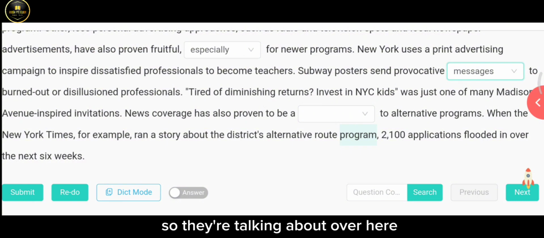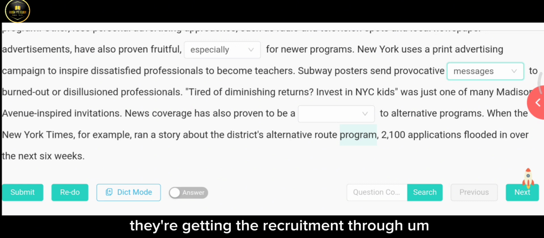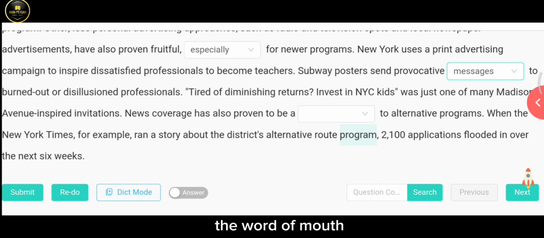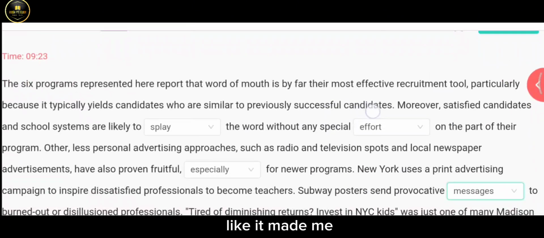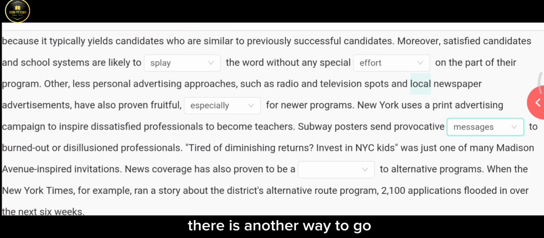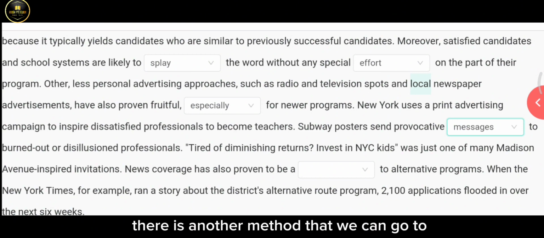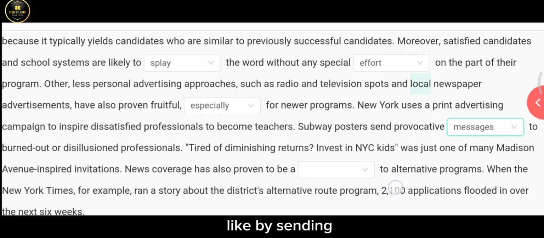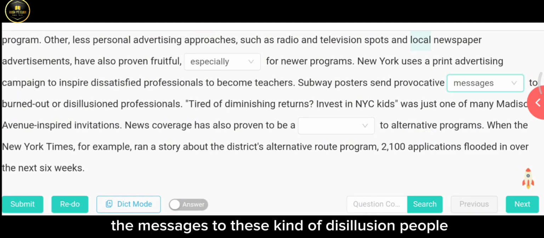So they're talking about over here 2 to 3 ways people get the recruitment. First one is that they are getting the recruitment through word of mouth. That I think may be incorrect for mine. And after that, there is another way to approach these kind of people, that is radio and television along with newspaper advertisements. Apart from that, there is another method that we can go to, that is subway posters, by sending the messages to these kind of disillusioned people.